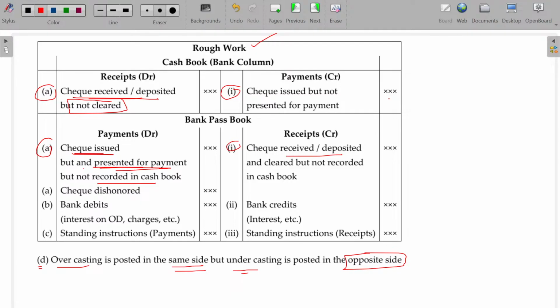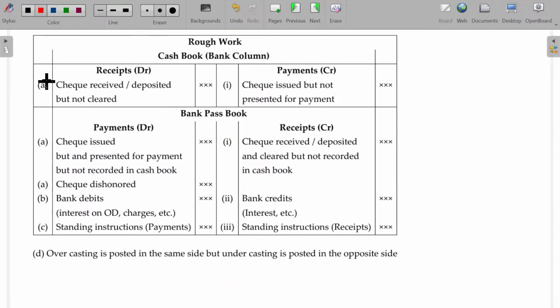Similarly, a check received and deposited and cleared, but not recorded in the cash book. It is shown only in the passbook. So these are the things shown only in the cash book. These check-related receipts are shown only on the receipt side. A check shown only on the payment side has no corresponding record in the passbook. Similarly, a check received and shown only in the bank passbook has no corresponding value here.